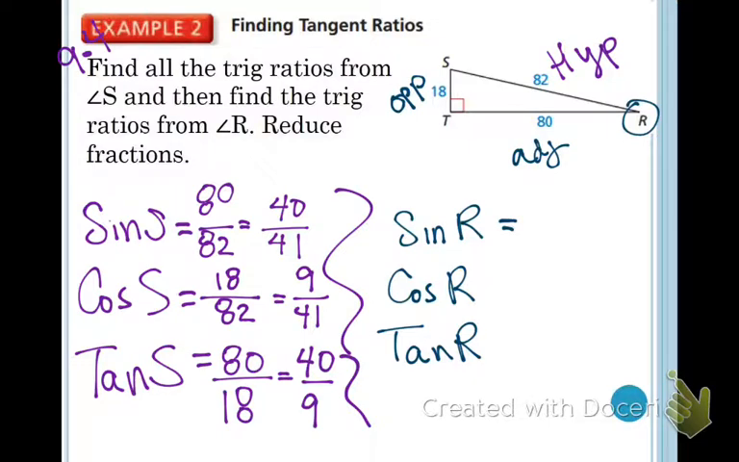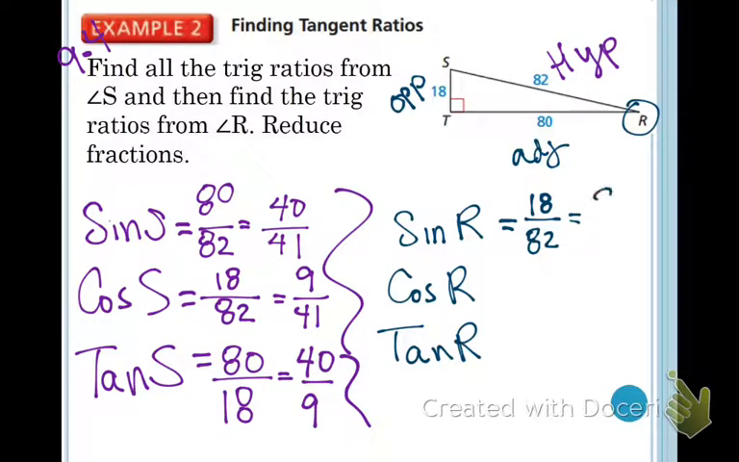But then you do the same thing. Sine is opposite over adjacent. So what's my opposite now? It's 18. Sorry, opposite over hypotenuse. I'm sorry. Sometimes you're on autopilot. Y'all, it's a Monday, okay? Opposite over the hypotenuse, which is 82.